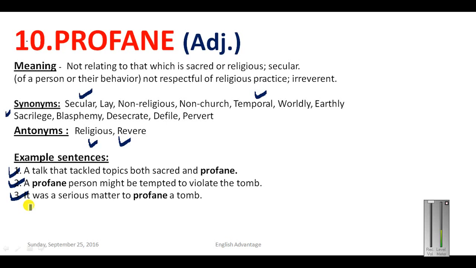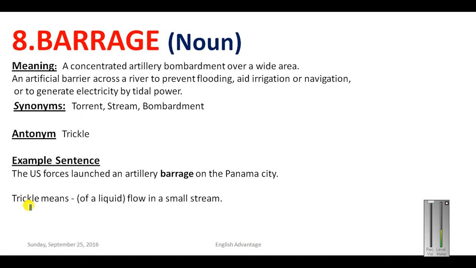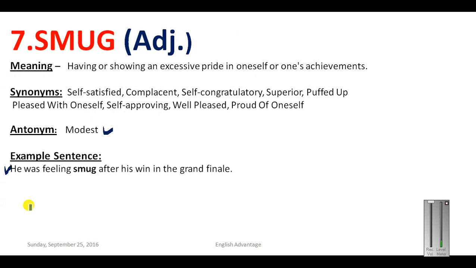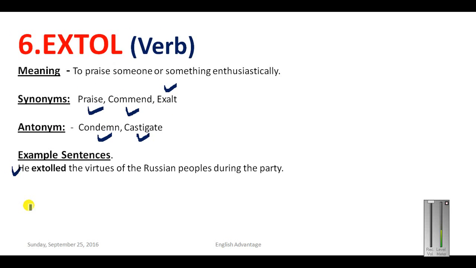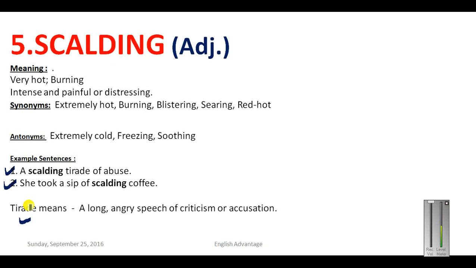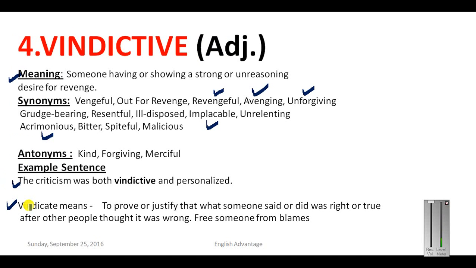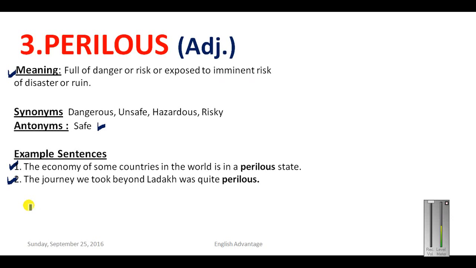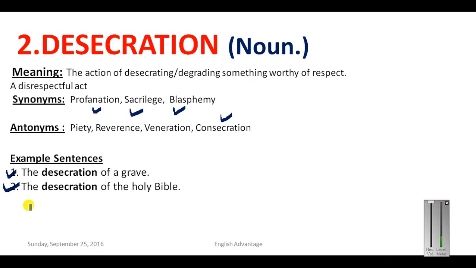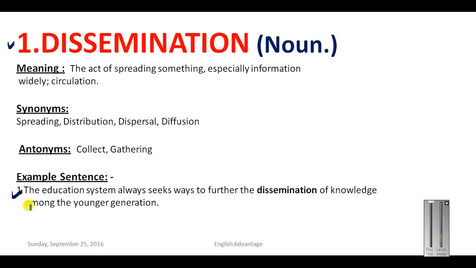Very important sentences. These high frequency words I have included in this video tutorial. Let me revise all these words once again so that you can remember them for a very long time. Profane means to make something unholy. Tractable means submissive. Barrage means stream. Smug means complacent. Extol means to praise. Scalding means extremely hot. Vindictive means revengeful. Perilous means hazardous or risky. Desecration means to disrespect or degrade something, and dissemination means to spread something.